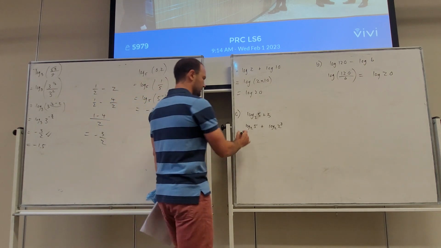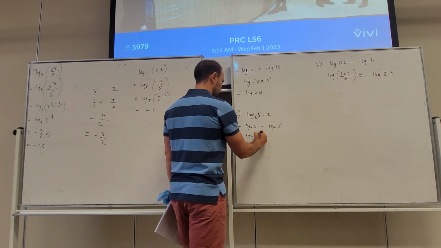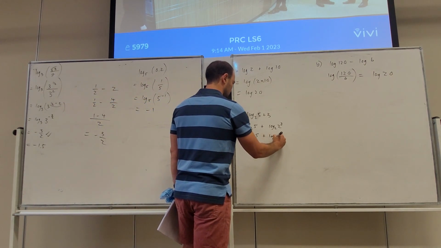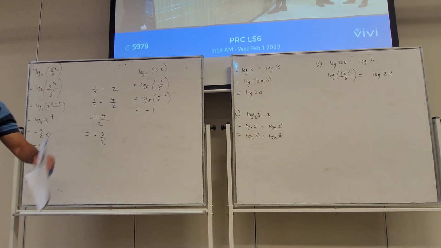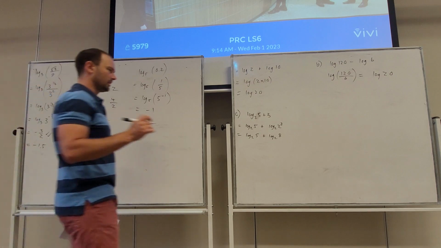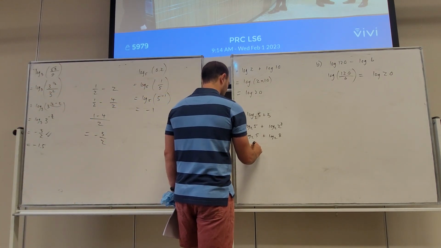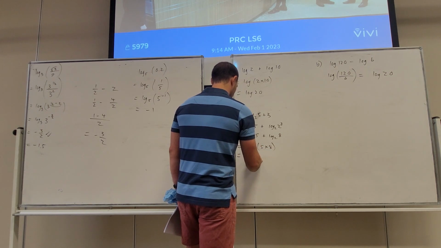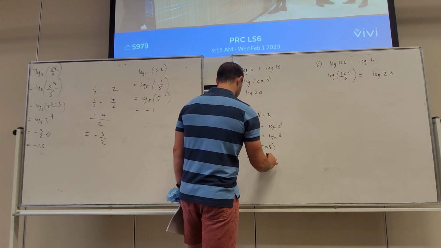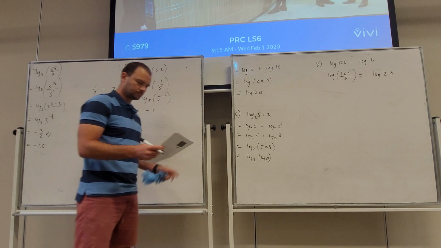So we'll simplify this in 2 steps. Okay, they have the same base, we're adding them together, so that means that we can write it as the product. Log in base 2 of 5 times 8, log in base 2 of 40.